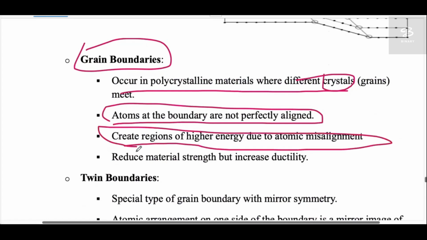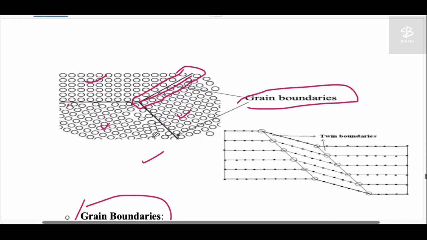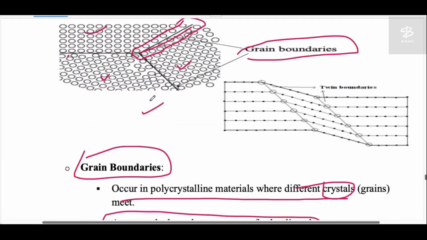So what happens at the boundary? There is higher energy, and I have already told you that higher energy at any place is not desirable in itself. In nature, everything tries to be at its minimum energy. The minimum energy is stability, and everything tends toward stability. So it will disturb your stability. If the grain boundary is there, it means there is higher energy, and higher energy will disturb your stability, and that will basically make your crystal defective.